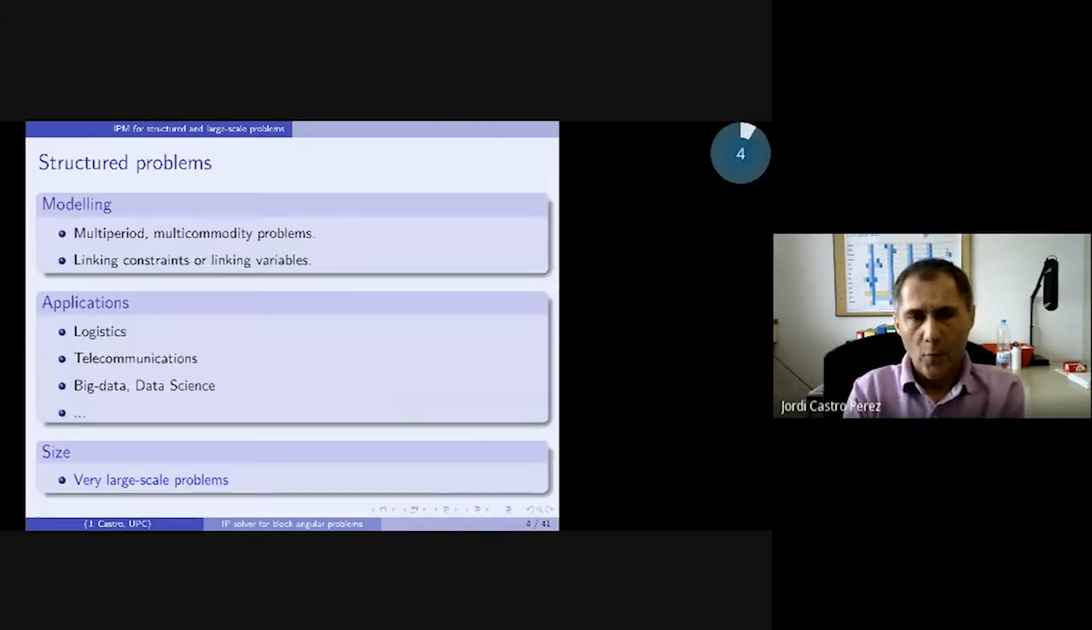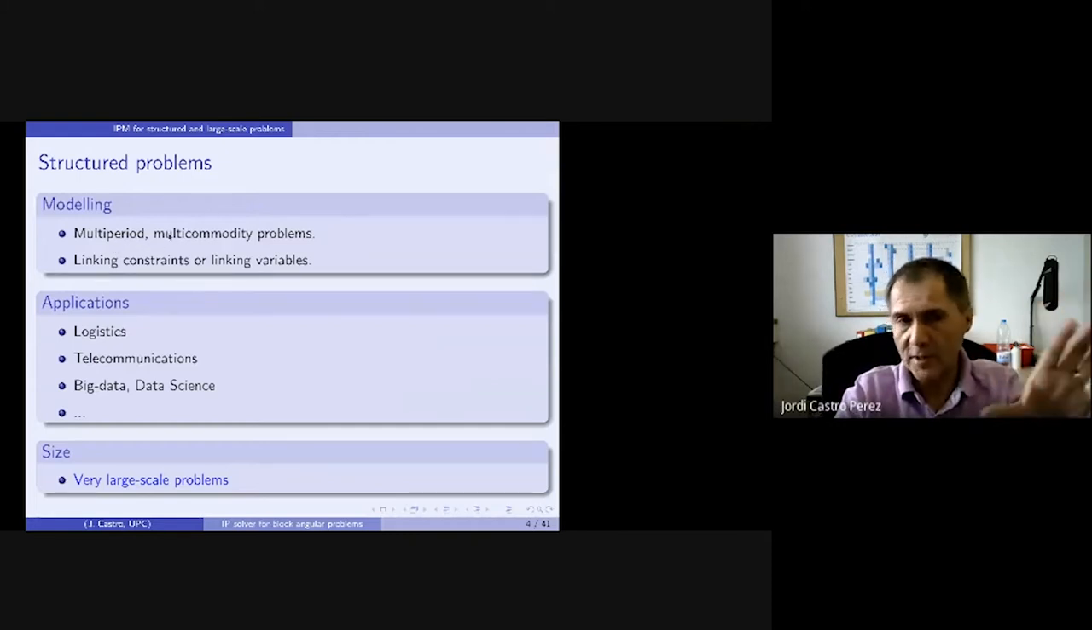Well, let's start with the presentation of this particular interior point method. Why a method for structured problems? Well, structure is very important in optimization, as you know. Many problems have a multi-period structure or a multi-commodity structure. That means that we have different blocks, and all these blocks are linked by a set of linking constraints. This particular structure appears in many situations, in logistics, in telecommunications, in big data and data science. The common feature of all these problems is that they are very large. They have a structure, but they are very large.